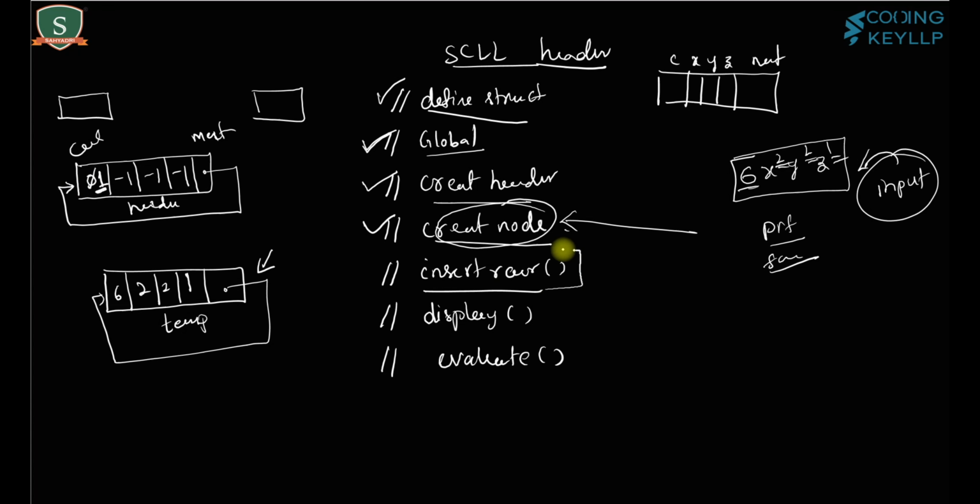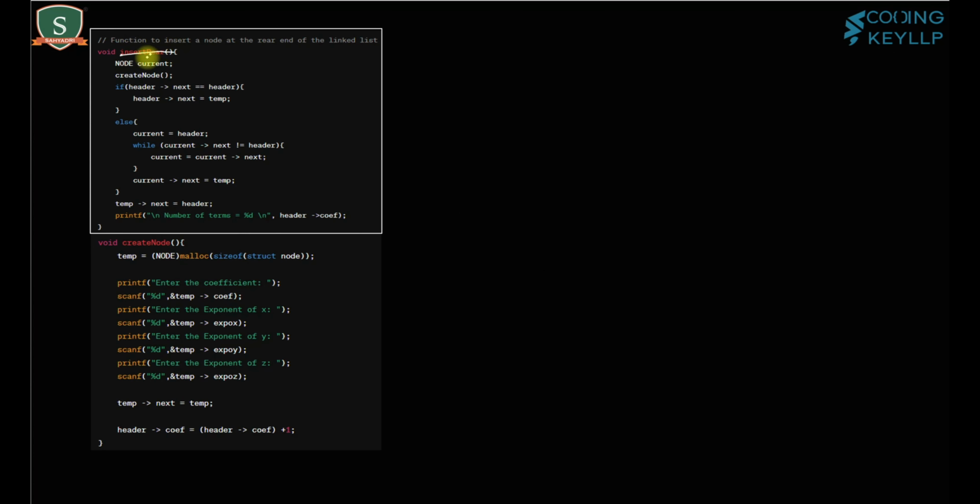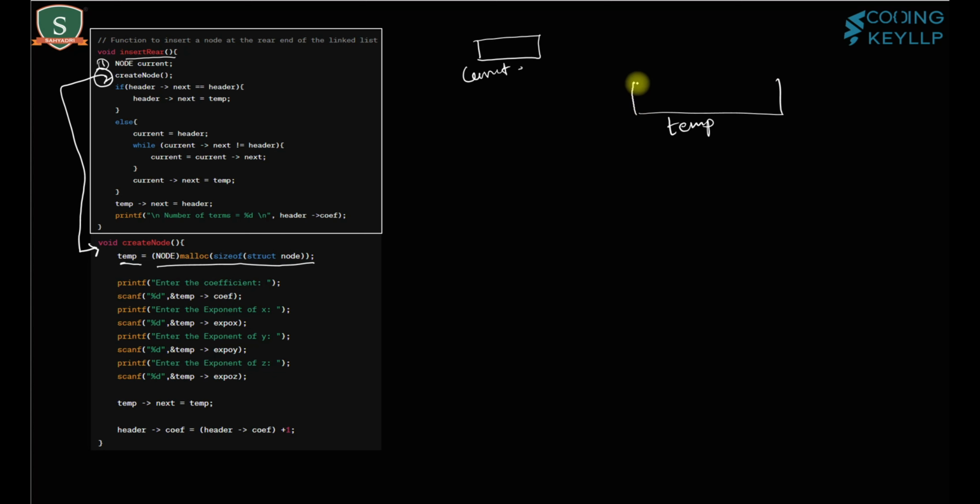Next, insert rear. Insert rear is very similar to what we do for either a single linked list or a circular single linked list. The moment you call the method insert rear, a new node named current is created. Create node is called, that means it goes to the create node function. In the create node function, what are we doing? Temporary is equal to what? Malloc. Malloc is dynamic memory, and what is the size of this memory? Struct node. So what is the struct node? Coefficient, exponents x, y, z and next. So this is the size that we decided.